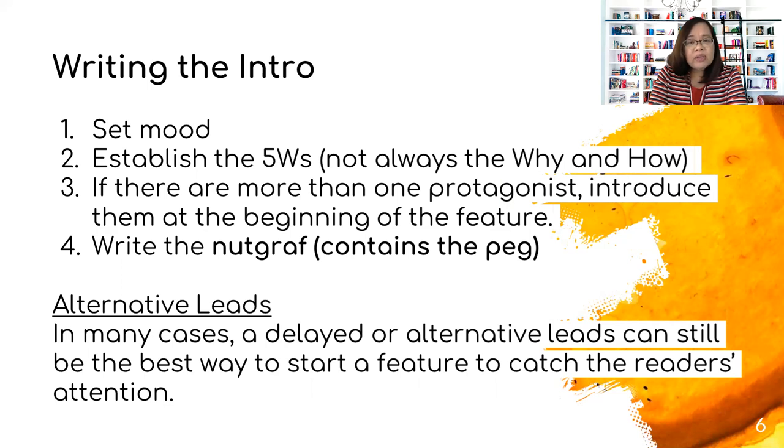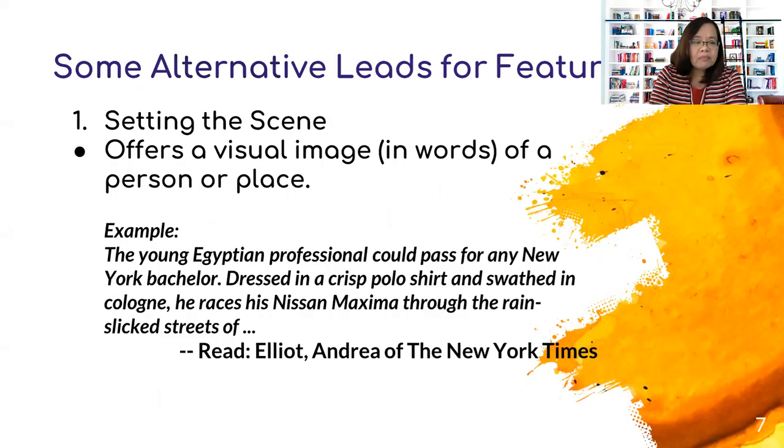Now, alternative leads, as we have discussed, or I hope you've taken up in J102, is something that can be adopted in features, not necessarily in the same way, but there are certainly ways of adopting it in a feature that still helps you catch the reader's attention. So it's still very viable, and we will re-look at a few here. So for example, setting the scene, or the descriptive lead, offers a visual image in words of a person or a place.